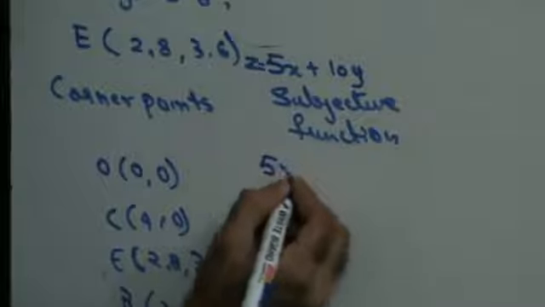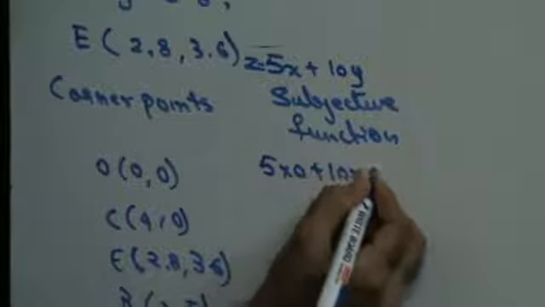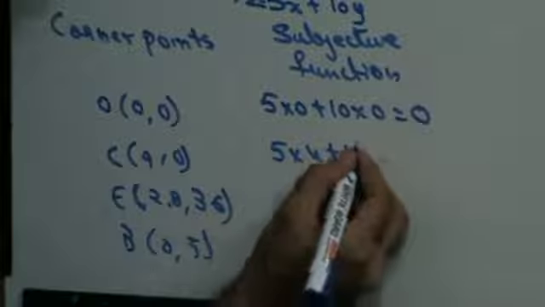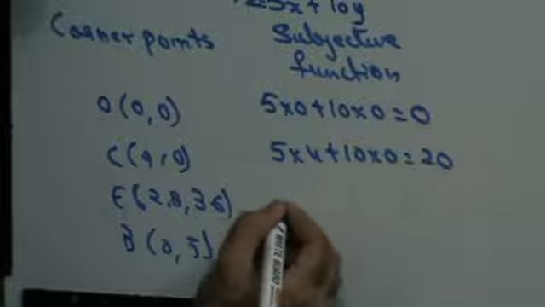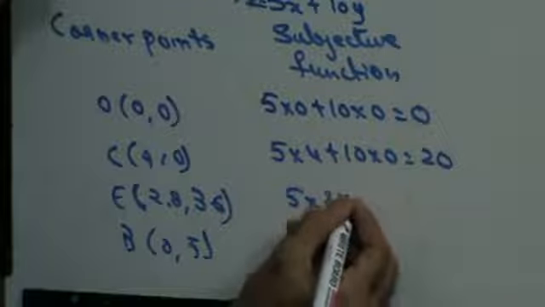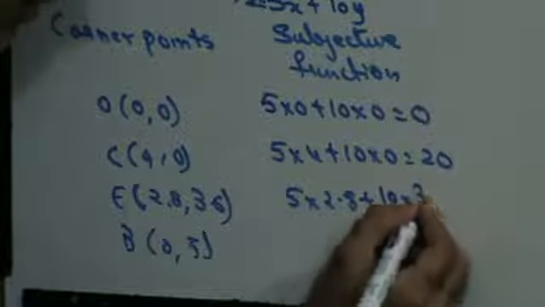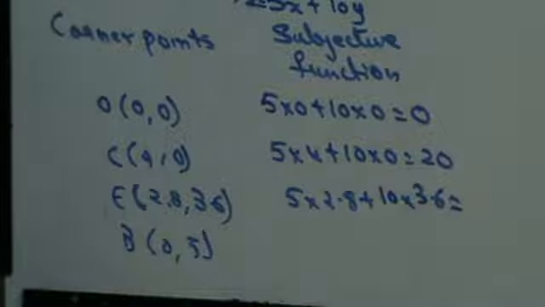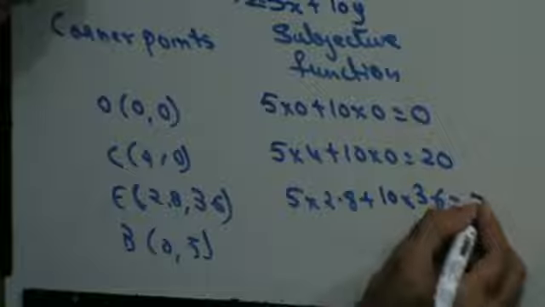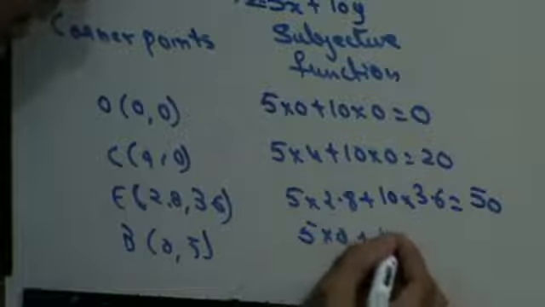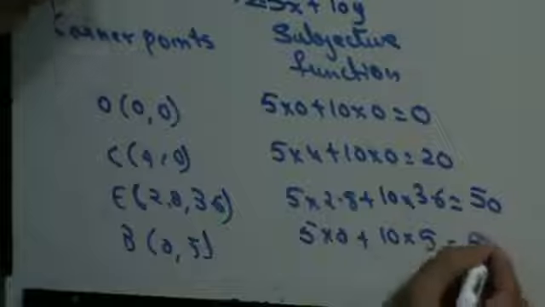So I'll get 5 into 0 plus 10 into 0, which is 0. This is 5 into 4 plus 10 into 0, which is 20. Then 5 into 2.8 plus 10 into 3.6, which is 14 plus 36, that is 50. And this is 5 into 0 plus 10 into 5, that is 50.